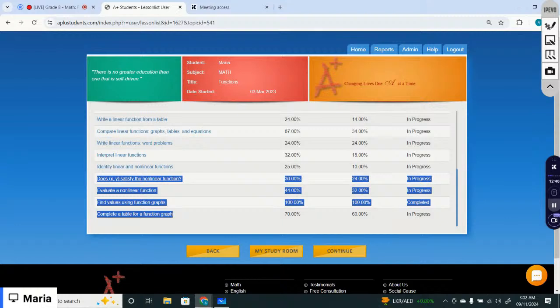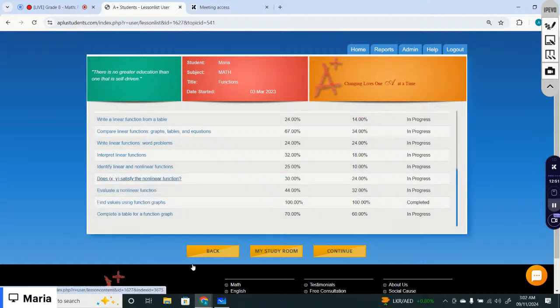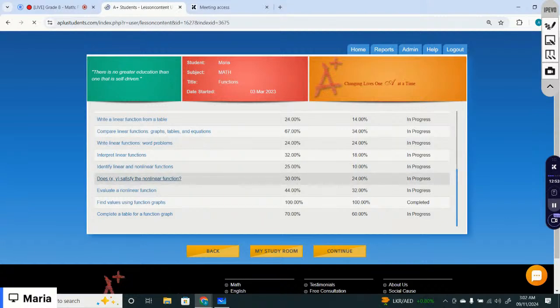Here I am on grade 8 math. The chapter we are on right now is functions. Let's just start with the lesson, that is, does xy satisfy the nonlinear function?